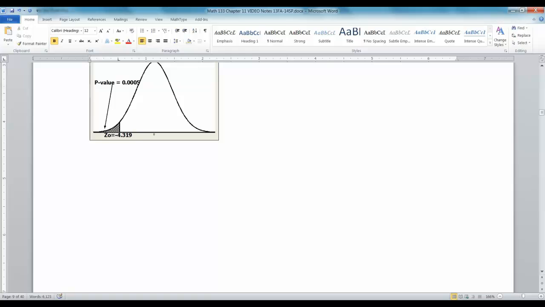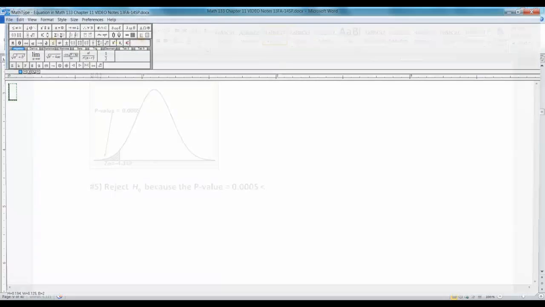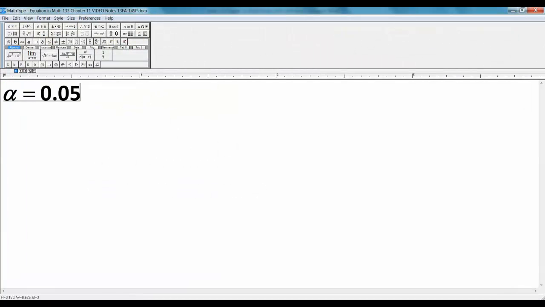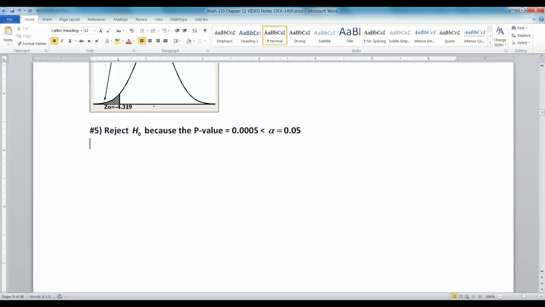Now step 5. We have to make a decision here. Now remember, we decide based on, if it's the p-value, based on whether that p-value is low. So we are going to reject H0. And here's why. Because the p-value, which is equal to 0.0005, is less than your alpha, which was 0.05. I think it was. Yep, it was. So since you have a low p-value, low probability of happening, you're going to reject the null hypothesis.